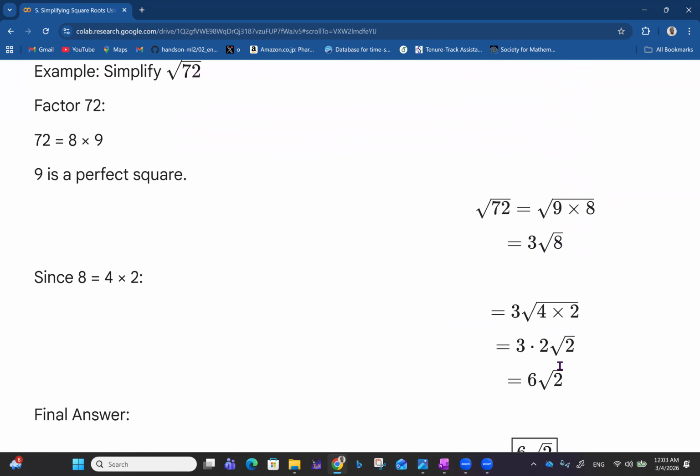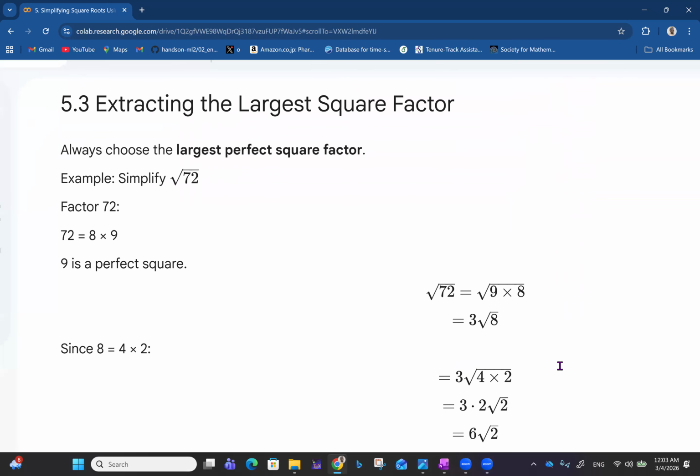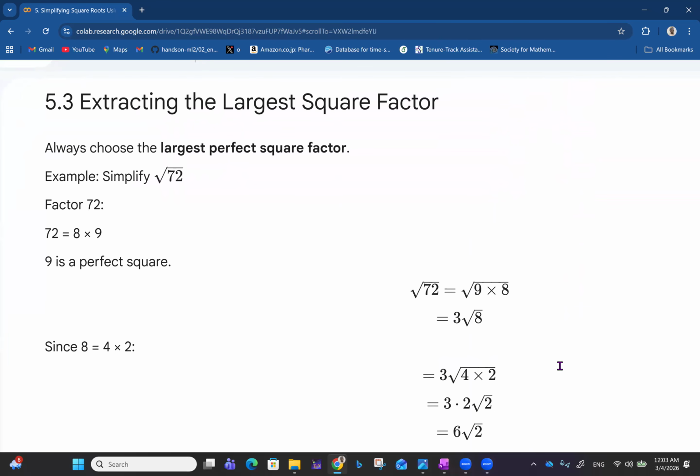Now, talking about extracting the largest square factor, that's what we've been doing before now. Always choose the largest square factor. Example, simplify root 72. So factor 72. 72 can be written as 8 times 9. Of course, there are other perfect squares you can get from here. Always choose the largest perfect square factor, right? So 72 is 8 times 9. So 9 is a perfect square. So you have root 72, that's root 9 times 8. And that gives 3 root 8.